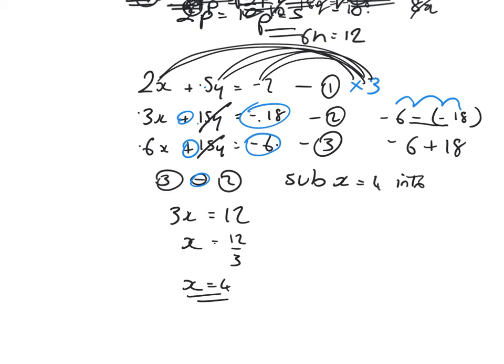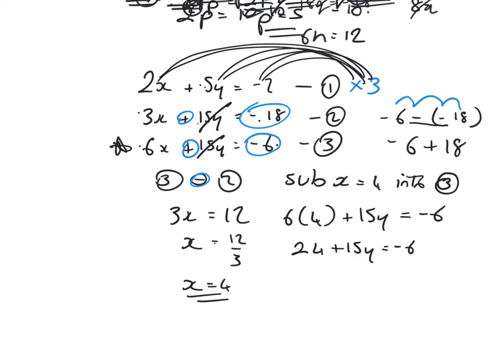I'm now going to sub x equals 4 into one of the equations. And let's sub it into random. I'm going to select equation 3. So in equation 3, where I see x, I'm going to replace it with 4. There's equation 3. 6 lots of 4 plus 15y equals minus 6. 6 4s are 24. 24 plus 15y equals minus 6. I'm then going to take 24 away from both sides.